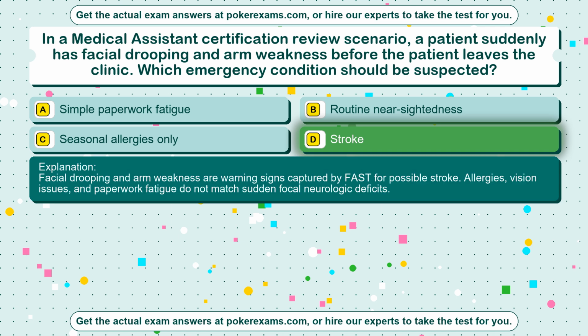Facial drooping and arm weakness are warning signs captured by FAST for possible stroke. Allergies, vision issues, and paperwork fatigue do not match sudden focal neurologic deficits.